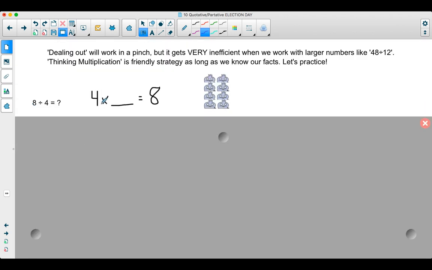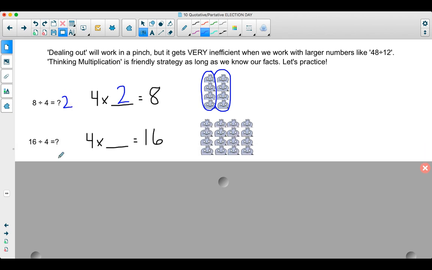is the same as thinking 4 times what equals 8. We got 4 babos. How many groups of 4 do we need to equal all 8 babos? 2. 4 times 2 equals 8. Therefore, 8 divided by 4 equals 2. 16 divided by 4 equals what? This is the same as thinking 4 times what equals 16.